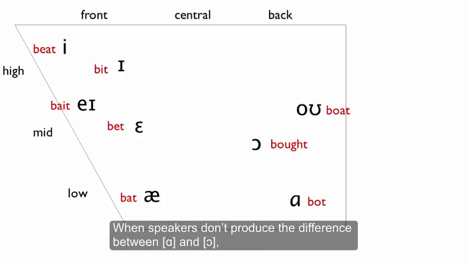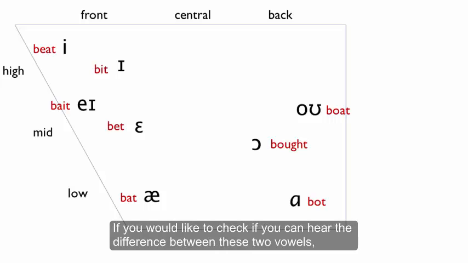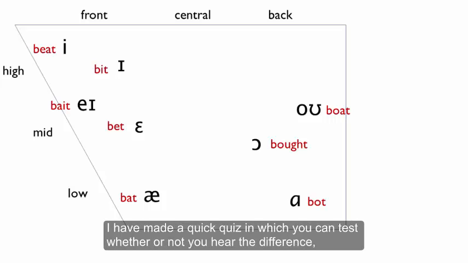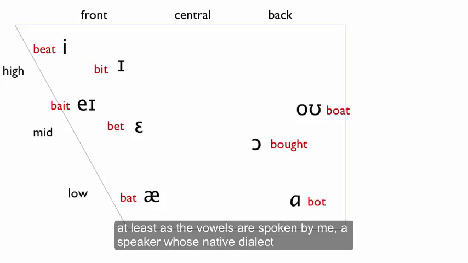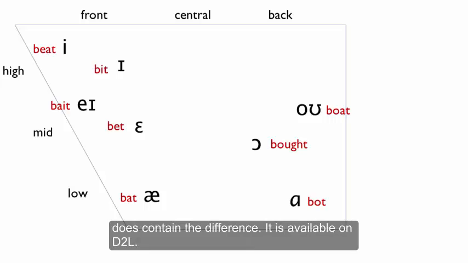When speakers don't produce the difference between ah and aw, it can be hard to hear the difference between those two vowels also. If you'd like to check whether you can hear the difference between these two vowels, I've made a quick quiz in which you can test whether or not you can hear the difference, at least as the vowels are spoken by me, a speaker whose native dialect does contain the difference. It's available on D2L.